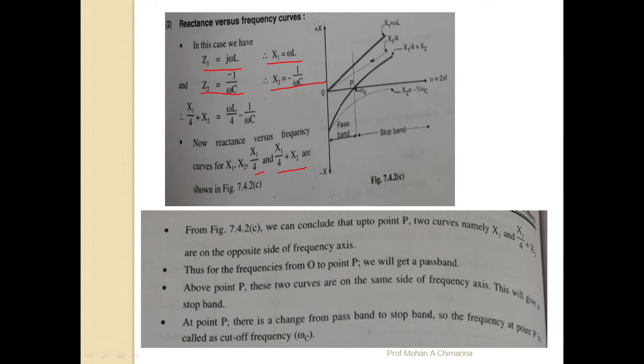Up to the point P, the pass band will exist, where the alpha parameter is equal to 0, and it will continue up to the cutoff frequency. After the cutoff frequency, the attenuation starts rapidly increasing, hence the signal will be attenuated and not pass through the filter circuit, and it will act as the stop band. In this way, there is the characteristic between the reactance versus the frequency curve.